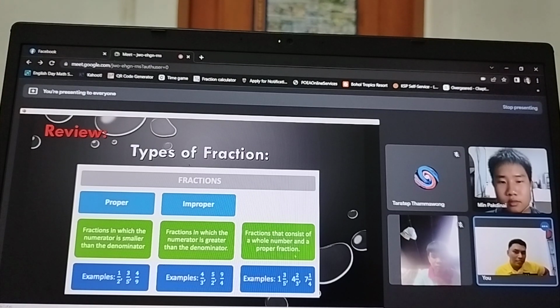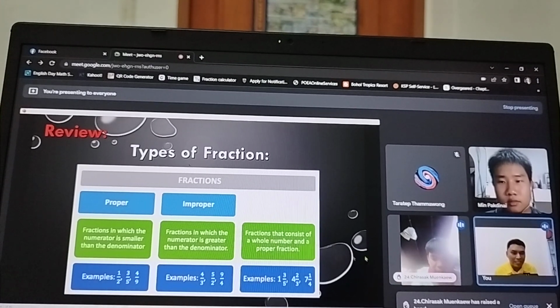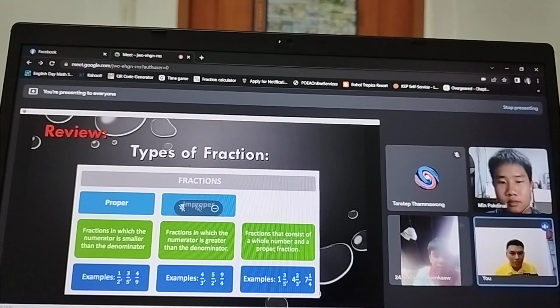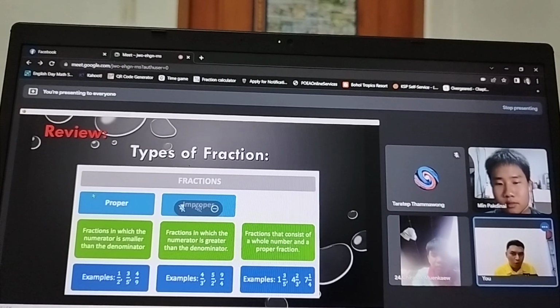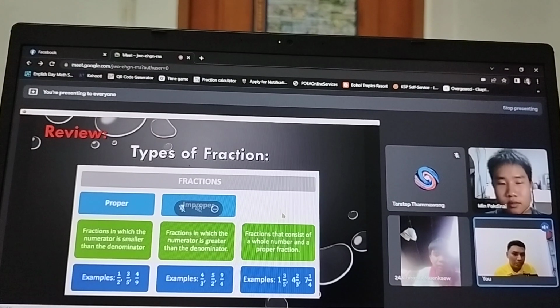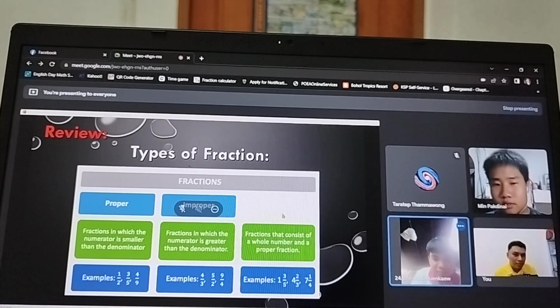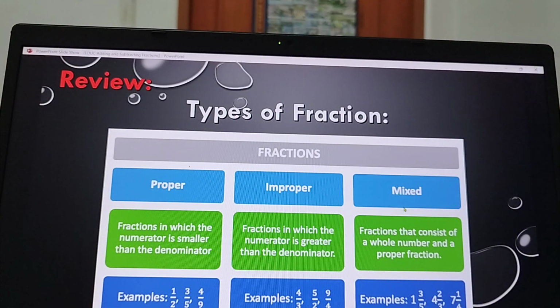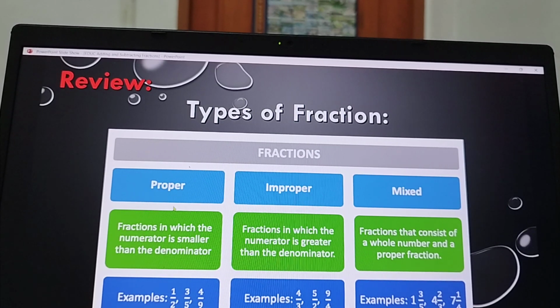Very good, Chirasak. What do you call this fraction? You have proper, improper, and the last type? Mixed. Okay, very good. So it's called mixed fraction. So these are the three types of fraction.